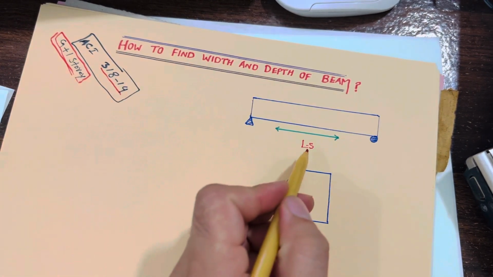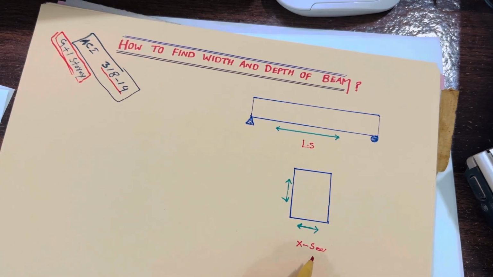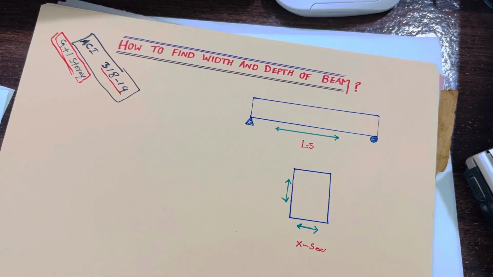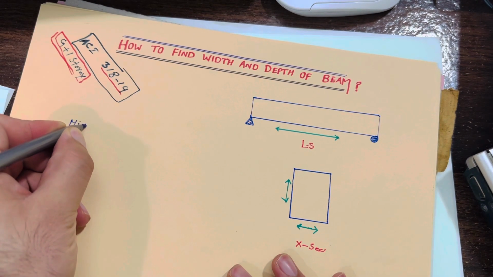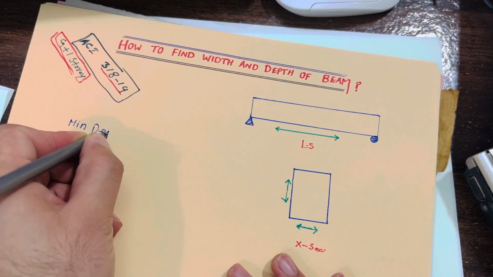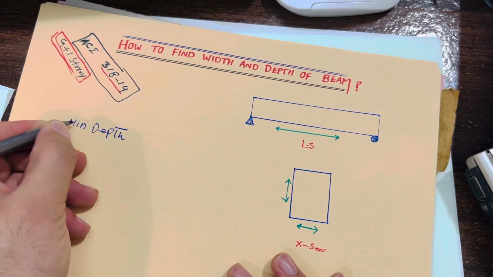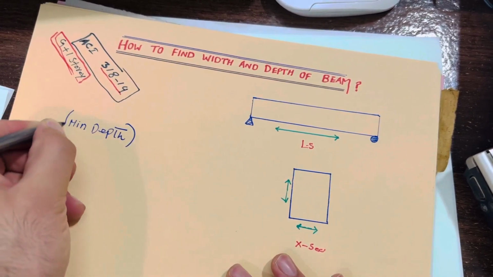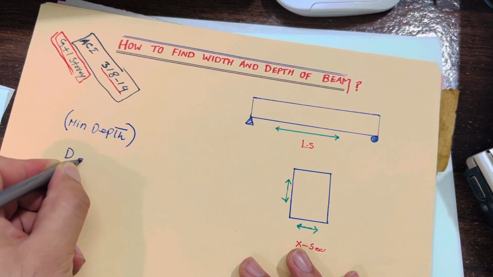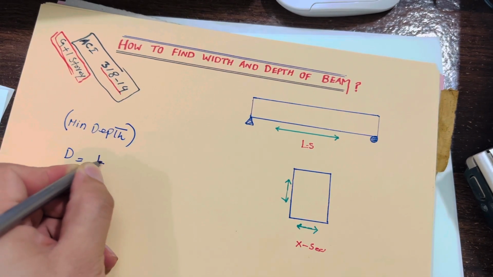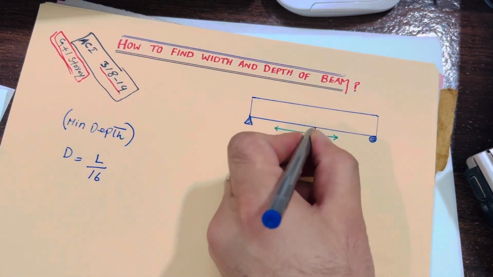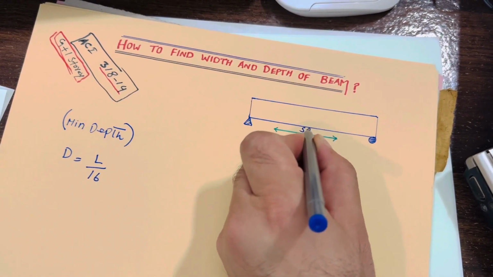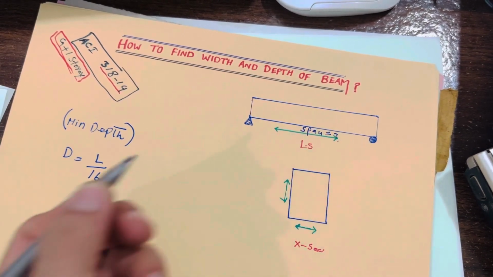As you can see, this is the long section of the beam and this is the cross section of the beam. To find the minimum depth of the beam, remember guys, D is equal to the depth of the beam, L divided by 16. Now what is L? If you see guys, the span between two columns is the length. So this is the span.